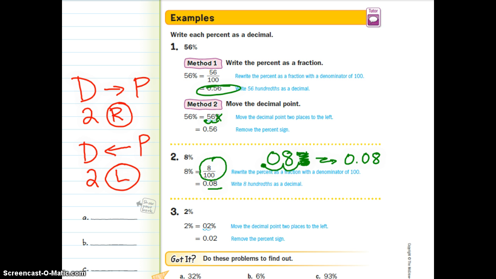0.08. 2%. Now you think, is it going to be the same as 8%? You got it. 0.02 is the decimal equivalent to 2%. Get it, got it, go. Pause the video.